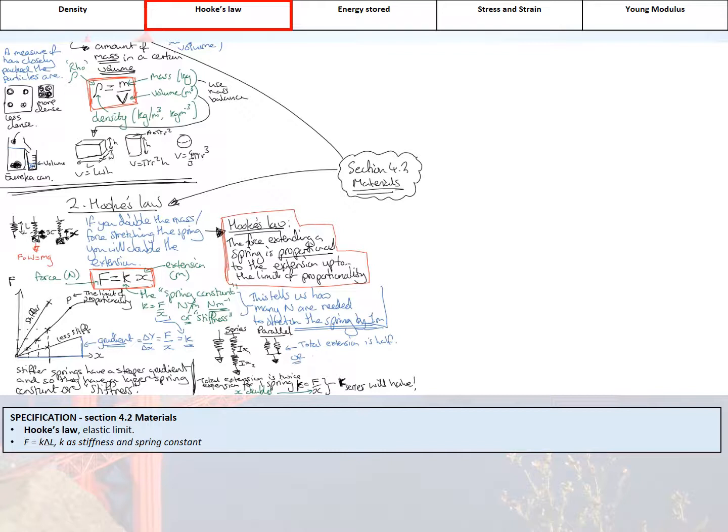Or, another way of thinking about it, you need twice the force for the same extension. So as K is F over X, if the extension is the same but we need twice the force, F doubles. So K doubles. So K parallel is twice as much.